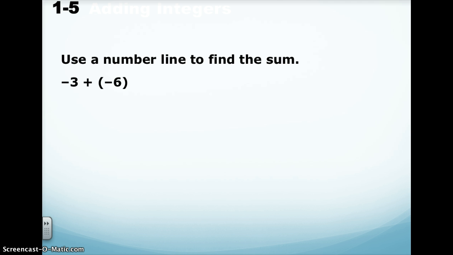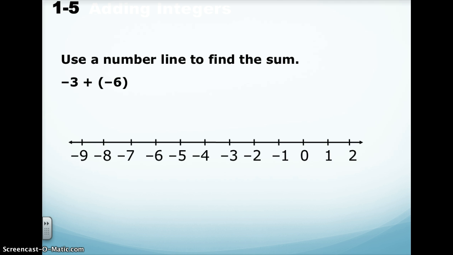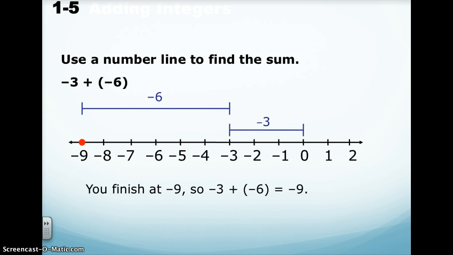What if we have two negatives? -3 plus -6. We start at 0, go to -3 on the number line, and if we're adding -6, that means we're decreasing. It's like spending $6. So we would go another 6 into the negatives and end up at -9. So adding two negatives gave us another negative.